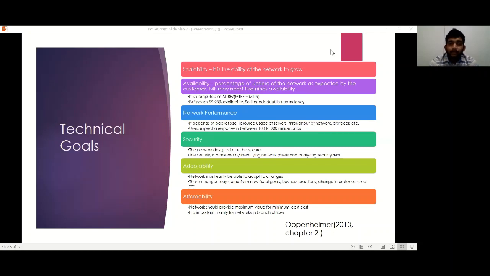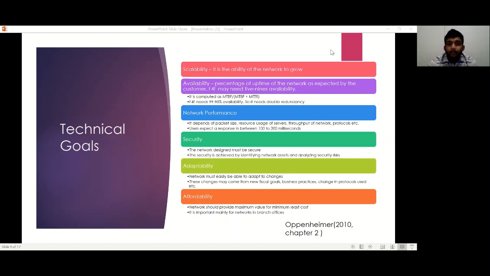The main technical goals which we have taken as a priority are scalability, availability, network performance, security, adaptability and affordability. Scalability is nothing but the ability to grow the network. Availability is the percentage of network uptime as expected by the customer. For FRF we need to have five nines availability.